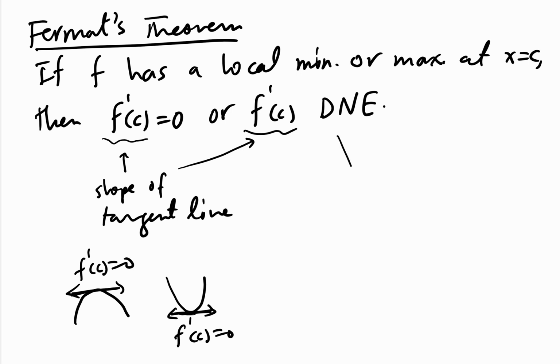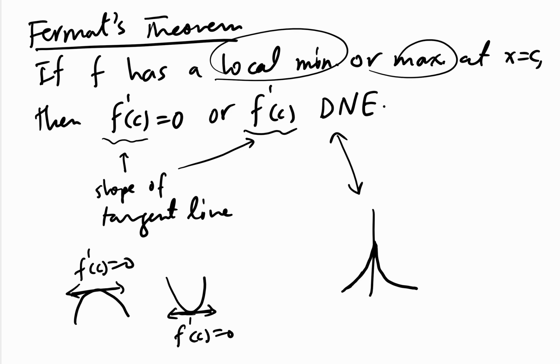And does not exist, that's when you have maybe a vertical tangent like this. You have something like that. That's when the derivative does not exist. So it says if f has a local min or max at the point c, then one of these has to happen.